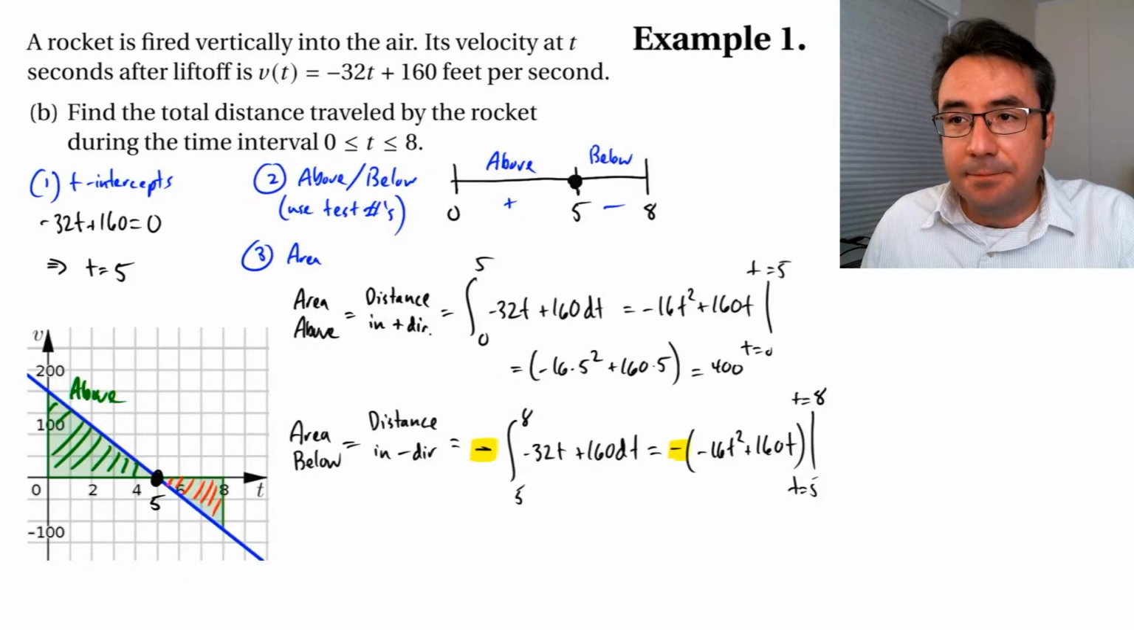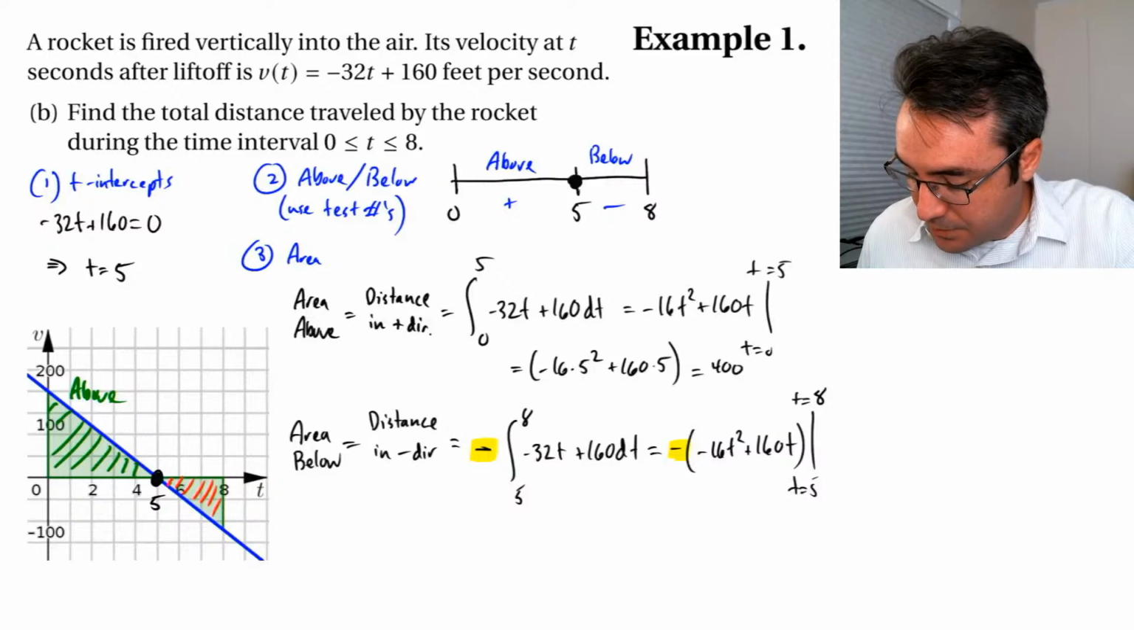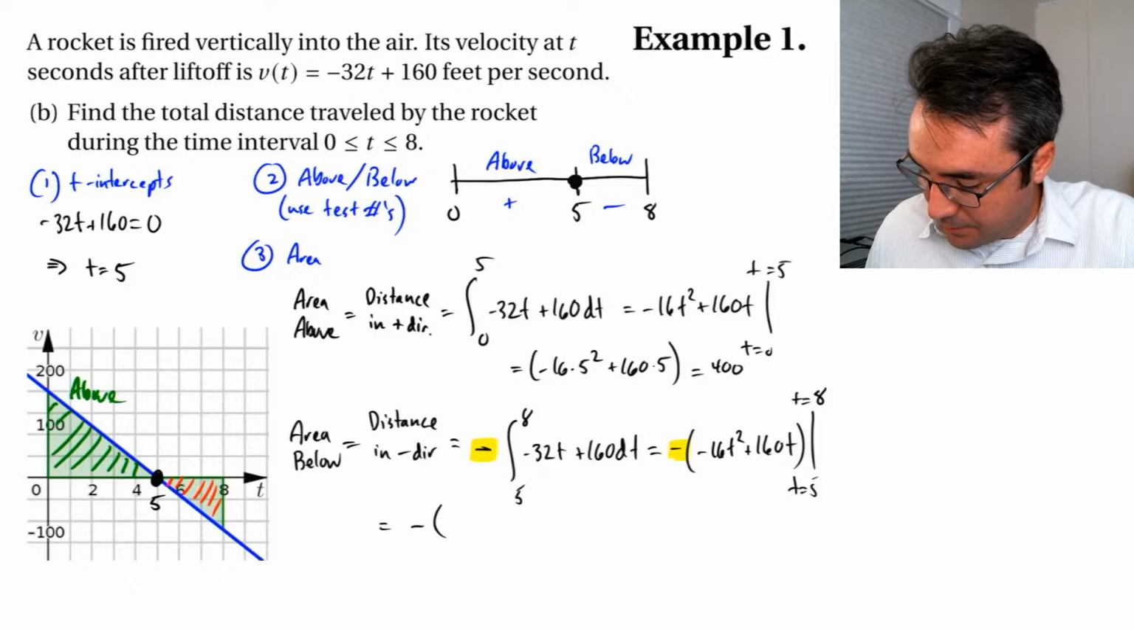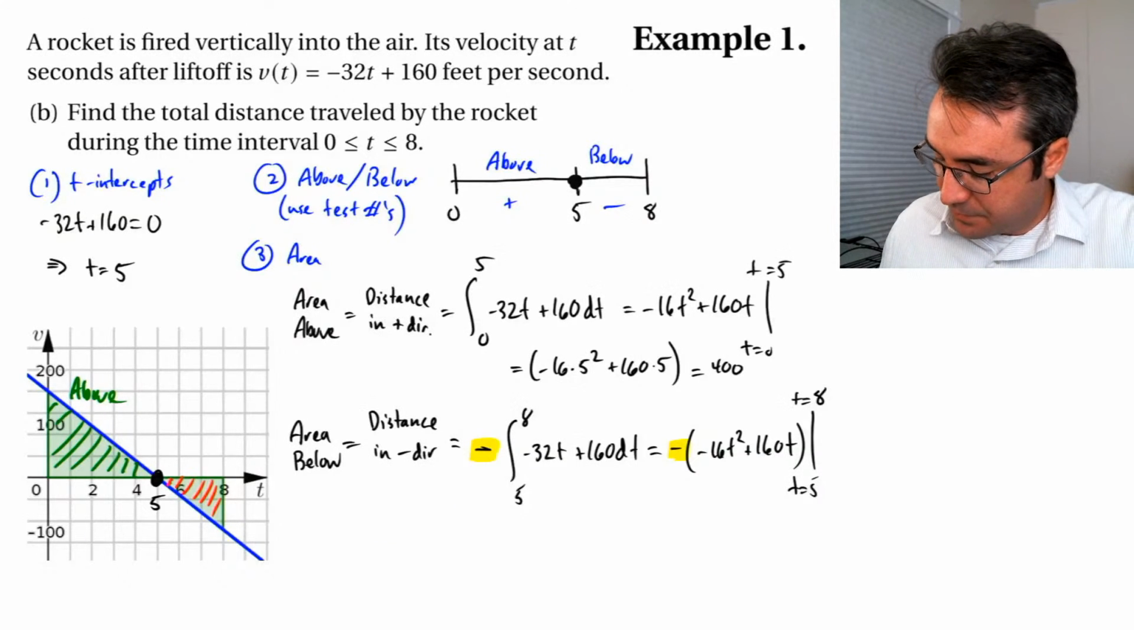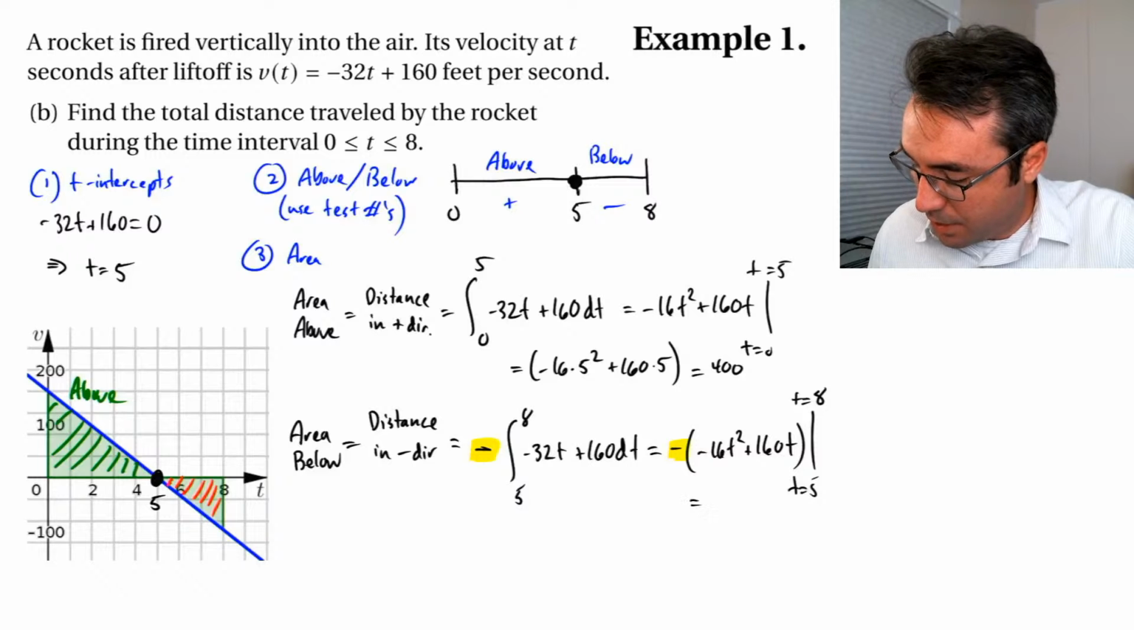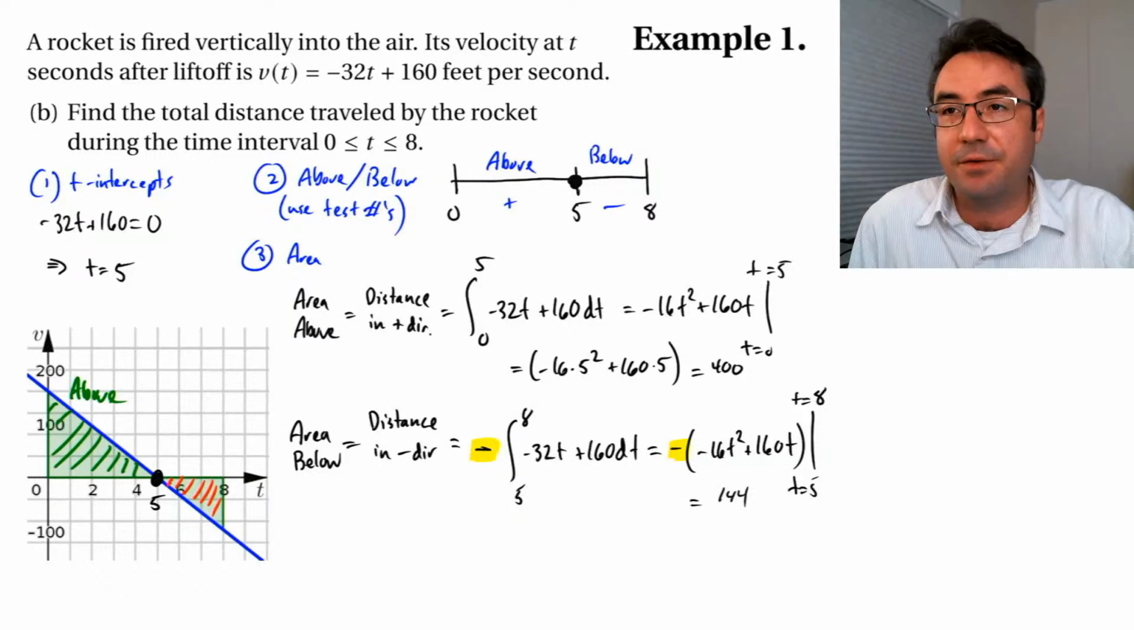All right, plug in. So we end up with negative, and I'm going to run out of room, so I'll leave this for you to fill out, but we end up with 144 here if we were to do that evaluation.